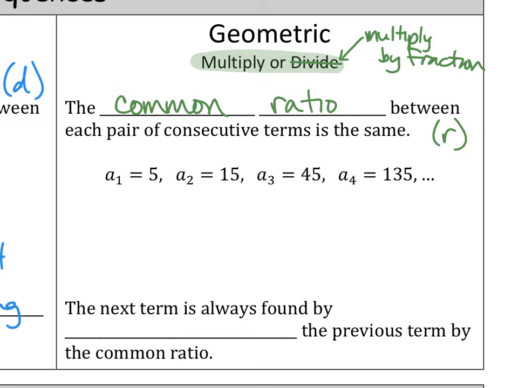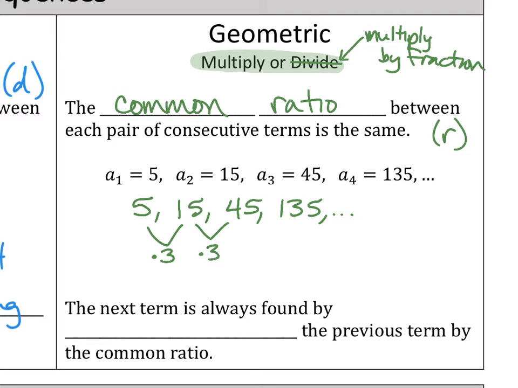Okay, so we look at the pattern they gave us. They gave us 4 terms. The first one is 5, and then 15, and then 45, and then 135. What's happening every time? We're multiplying by? How do I get from 5 to 15? Times 3. How do I get from 15 to 45?